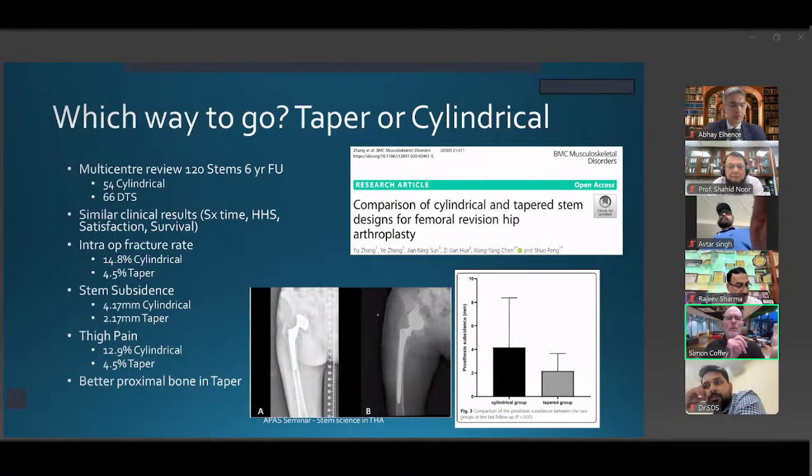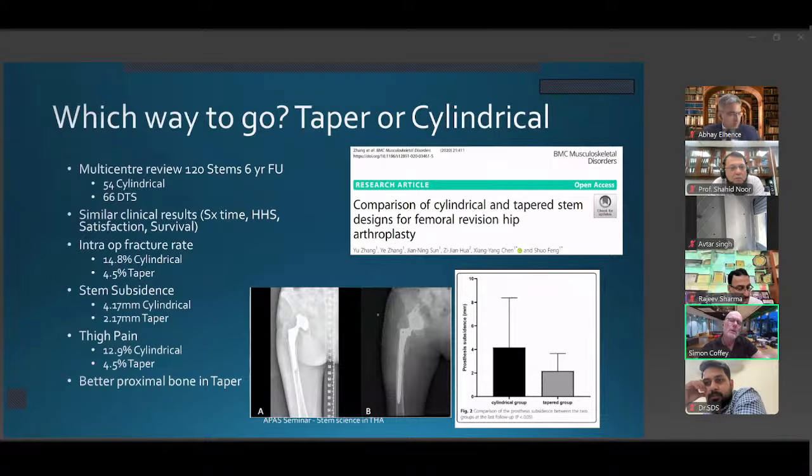So in terms of just the concept of cylindrical or taper in the monoblock series, which way to go? Well, this multi-center review of 120 stems with a 6-year follow-up looked at 54 cylindrical stems and 66 taper stems. For the patients who did well, they did well, but the complication rate was significantly higher with the cylindrical stems. You can see the intraoperative fracture rate was 14% with the cylindrical stems and 4% for the tapers. Subsidence was greater for the cylindrical, and that reflects less axial stability. Thigh pain was higher with the cylindrical stems. And interestingly, there was better proximal bone restoration and preservation using the taper stems. So I think the lesson learned from that paper is that if you can obtain good fixation, a taper stem probably has a lower side effect profile.